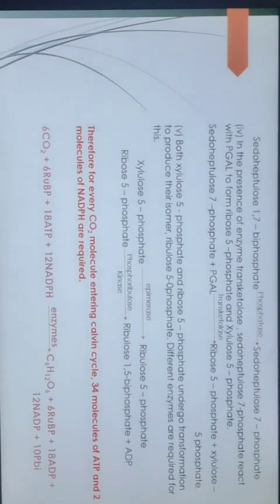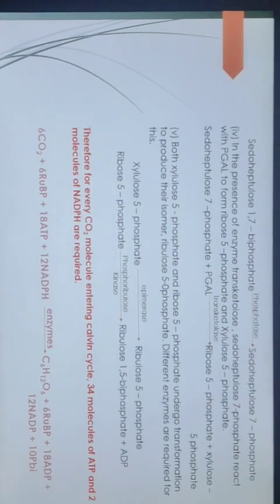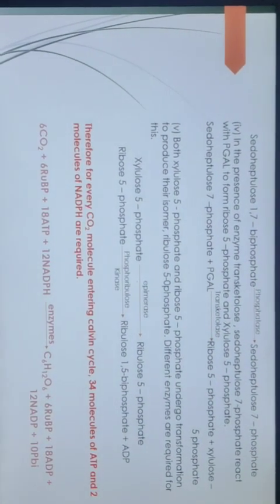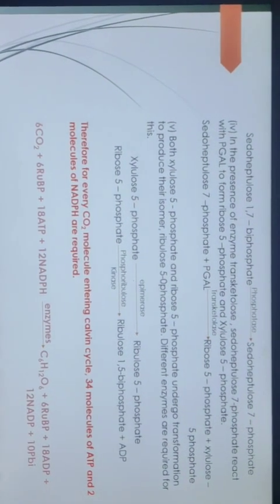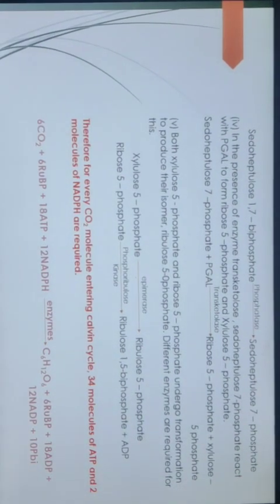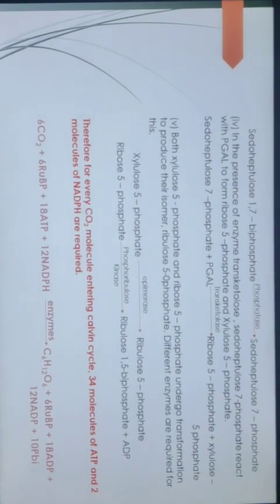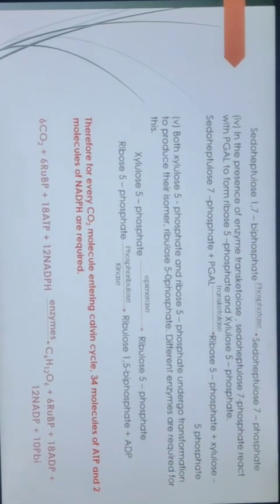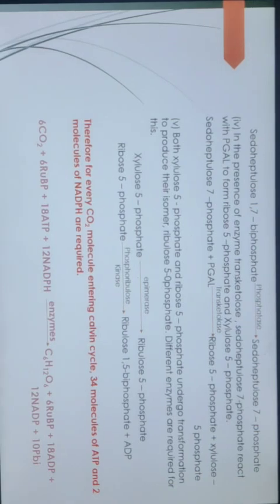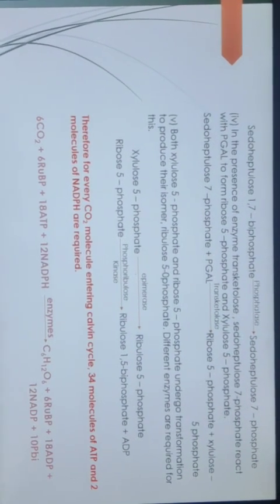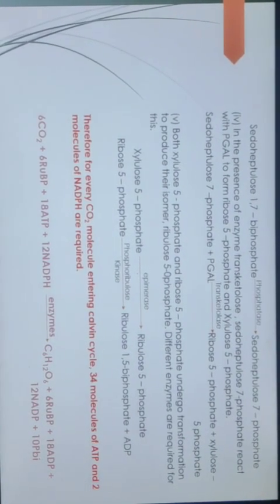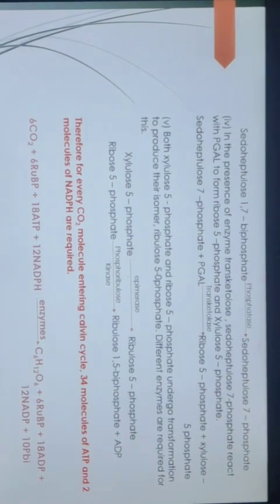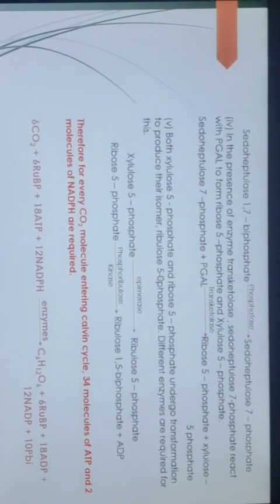Now the equation comes like this: 6 carbon dioxide plus 6 RuBP and 18 ATP, 12 NADPH. Now these 4 reactants, one is the carbon dioxide, second is the ribulose bisphosphate, 18 ATP, 12 NADPH, in the presence of different types of enzymes which we have discussed in the above steps, form glucose, that is C6H12O6, RuBP, they are 6 in number, plus 18 ADP plus 12 NADP and 18 Pi.